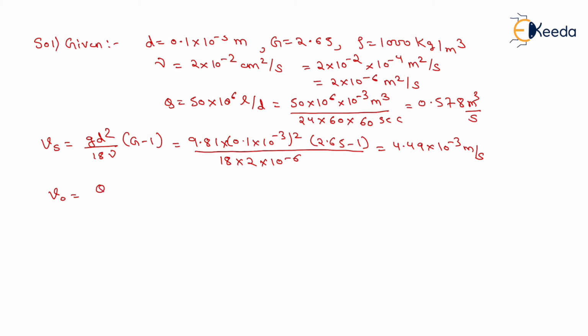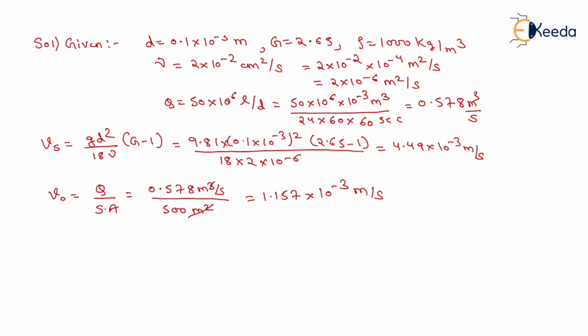Now we need to calculate the overflow rate, that is V naught. It will be equal to discharge upon surface area. Discharge we had already converted into meter cube per second, that is 0.578 meter cube per second, and surface area is given in the question, that is 500 meter square. Meter square will cancel out, and when we divide 0.578 by 500 we get the value as 1.157 into 10 to the power minus 3 meter per second.